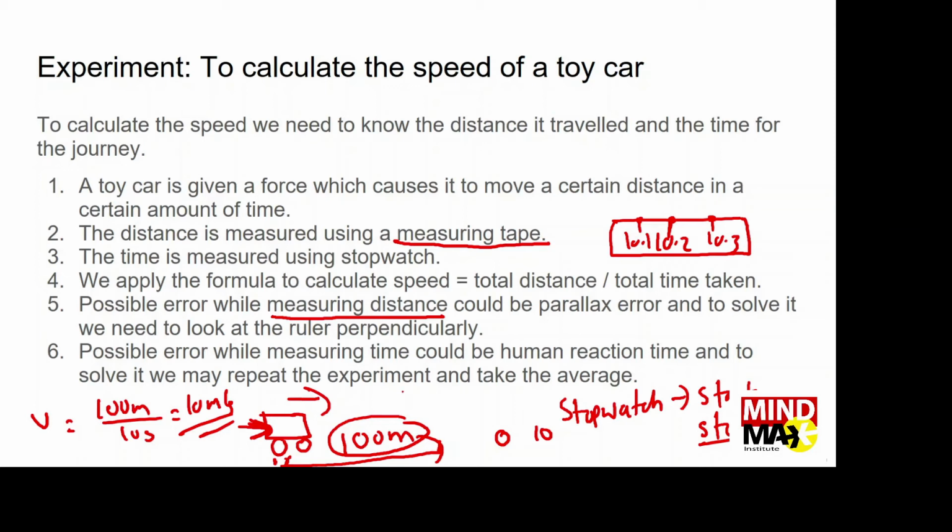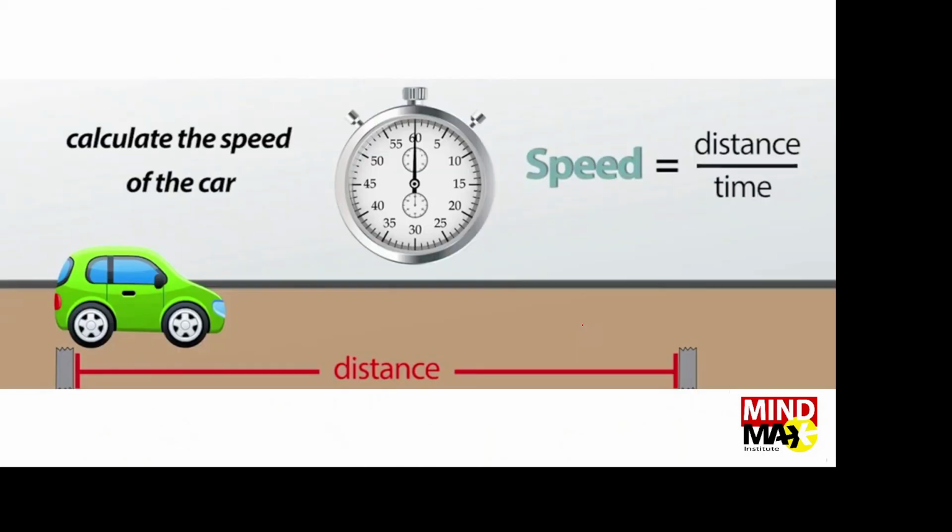And the error which could happen while measuring the time is called the human reaction error. Of course, it's going to be there. Human beings are not perfect. We do take some time to react. That reaction time can be made as small as possible through more and more experiments. You should do this experiment more and more times so that the human reaction time becomes very close to zero. It's not going to become zero, but it's going to become very close to zero through repetition of the experiments, through more and more practice.